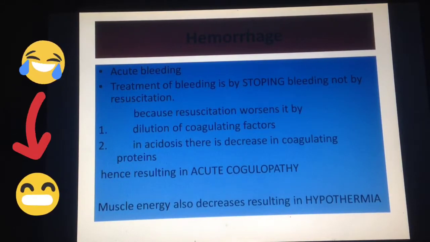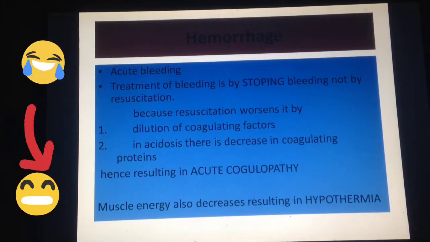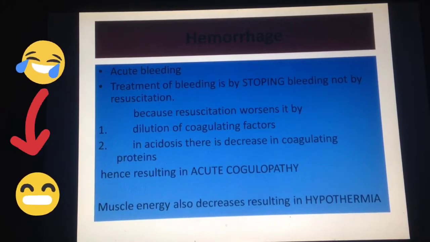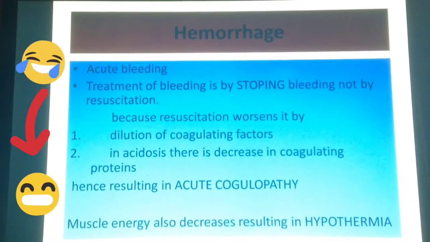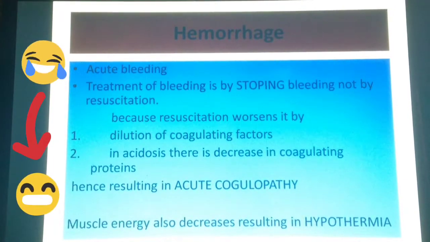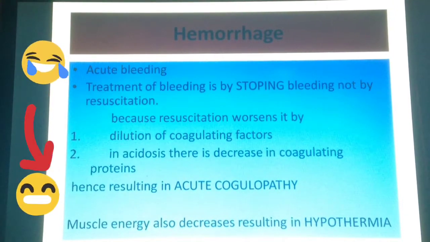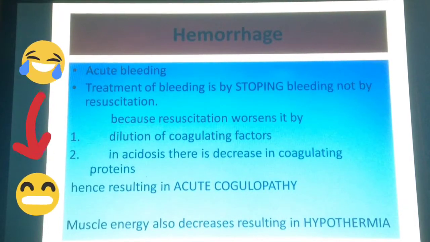Hemorrhage is basically acute bleeding. Acute bleeding is not stopped by resuscitation. It is stopped by stopping the bleeding point. In a patient with ongoing bleeding, resuscitation has no use. Instead, it worsens the condition of the patient.